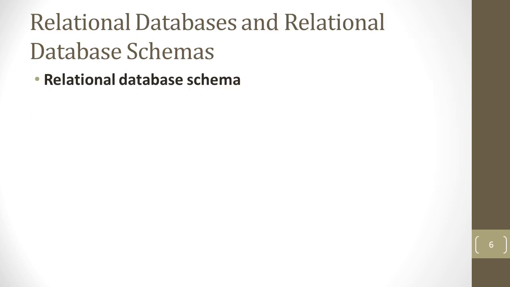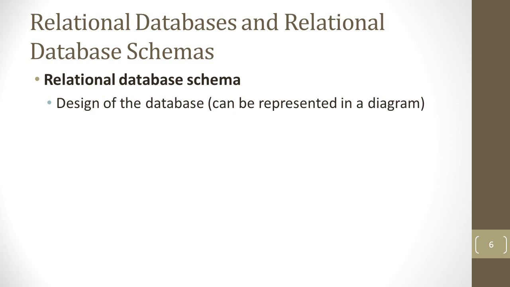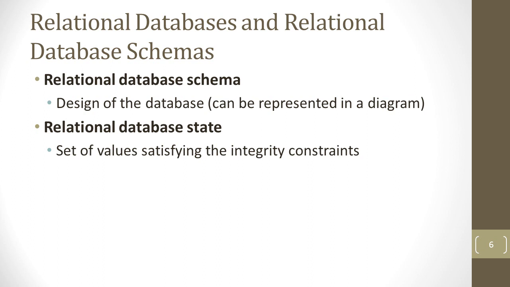So a relational database schema is going to be a design of the database. As I just said, it's going to be a diagram. ER diagrams were with the circles or the ovals and the rectangles and all that. The relational database schema is going to look more like a table. Now, this is the same concept we've talked about over and over again about schema versus state. So a relational database state is going to be a set of values that satisfy the integrity constraints.